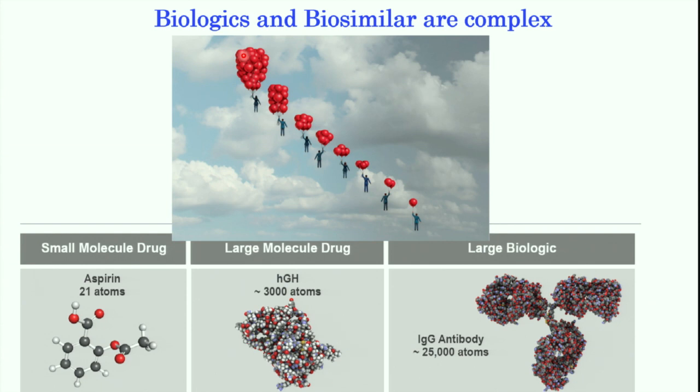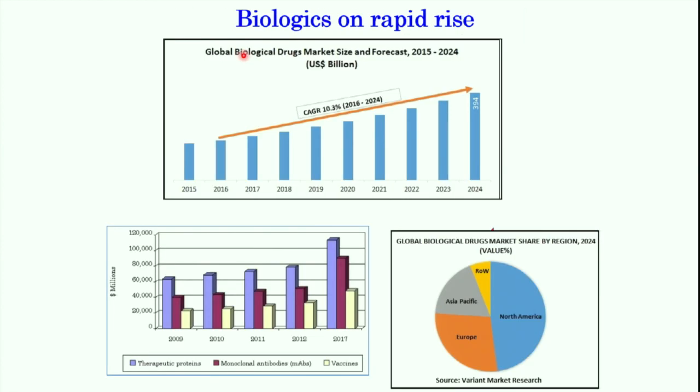As we go from a small molecule based drug to a big molecule based drug, complexity increases manifold. Here aspirin, which is used for headache, is 21 atoms, and if you go to IgG immunoglobulin, 25,000 atoms. So, the complexity increases at every step from production to formulation to characterizing and matching with a reference listed drug, and that becomes of paramount importance.